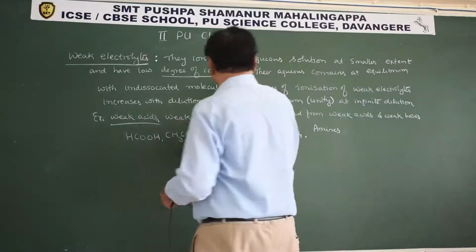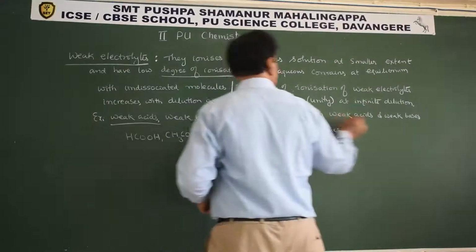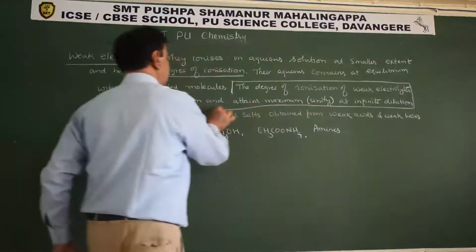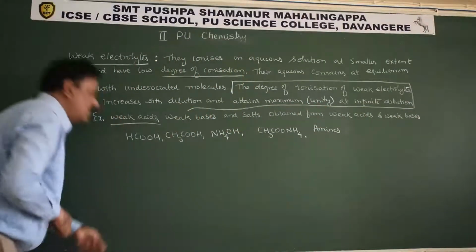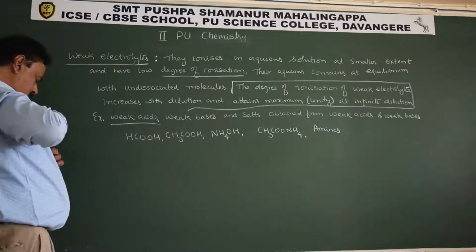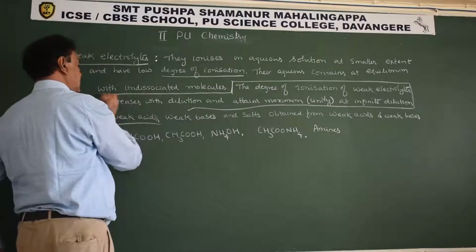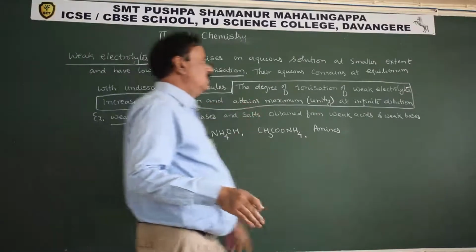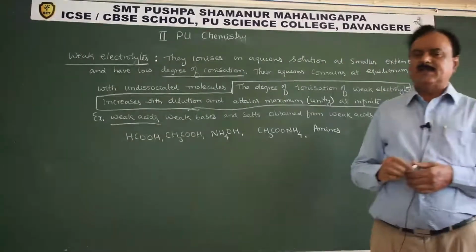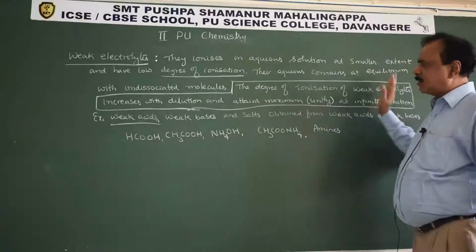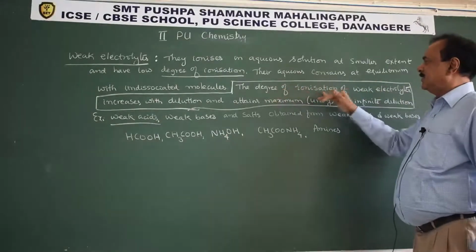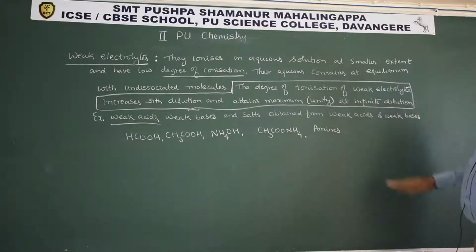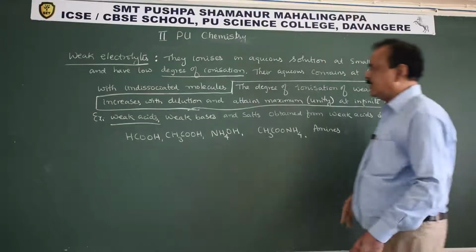This law is called Ostwald's dilution law. This is a very important law. In future they may ask in competitive exams that the degree of ionization of an electrolyte increases with increase in dilution. This is at constant temperature. At constant temperature, the degree of ionization of the electrolyte increases with dilution and attains a maximum at infinite dilution. This is called Ostwald's dilution law.